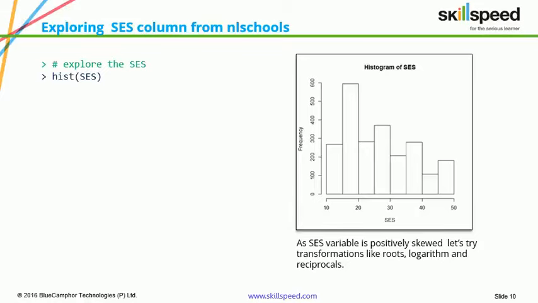Now let's explore the SES variable by looking at the histogram. The histogram tells us that it's not normal, and it looks like positively skewed data. Let's confirm this.